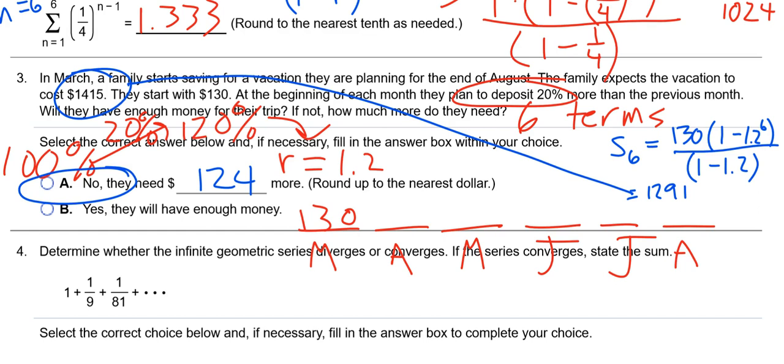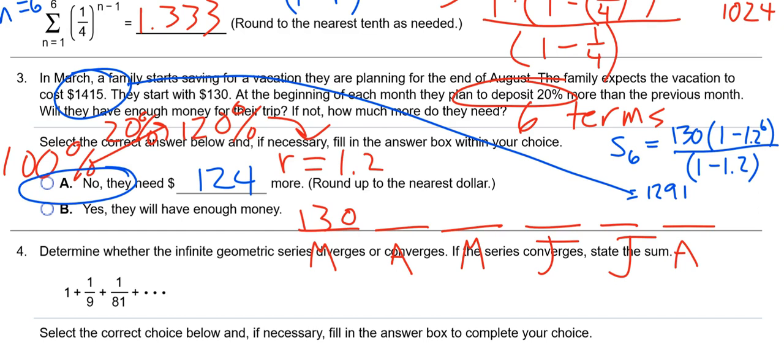I would just type it as you see it straight across the top of the fraction. So 130 parentheses 1 minus 1.2 to the 6th power. So look at how I typed the numerator. Okay, and then just hit the enter button. Okay, and now hit the division key. That divides by 0.2.